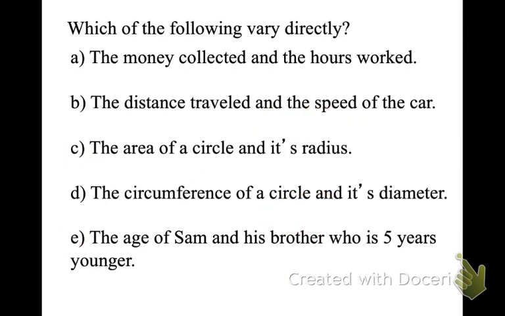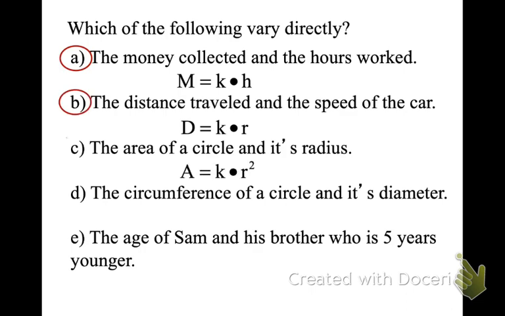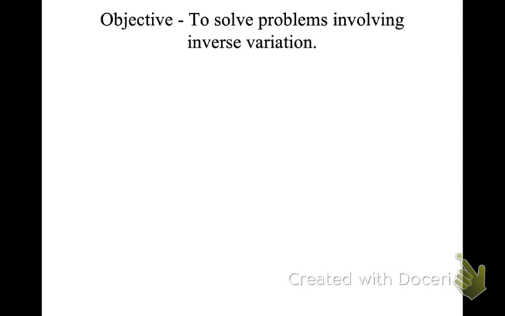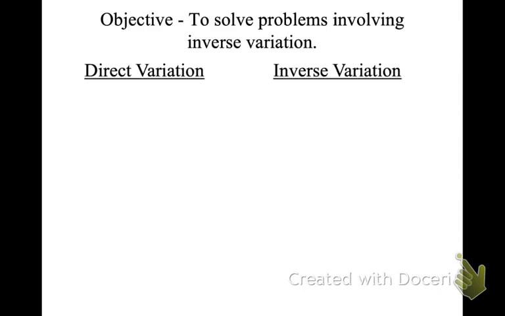All right, so now let's go to 12.6. Okay, let's do a quick little summary of everything. That was a warm-up from the other one. All right, let's compare direct variation to inverse variation. Our equation for direct variation is y equals kx. Our equation for inverse variation is y equals k over x.